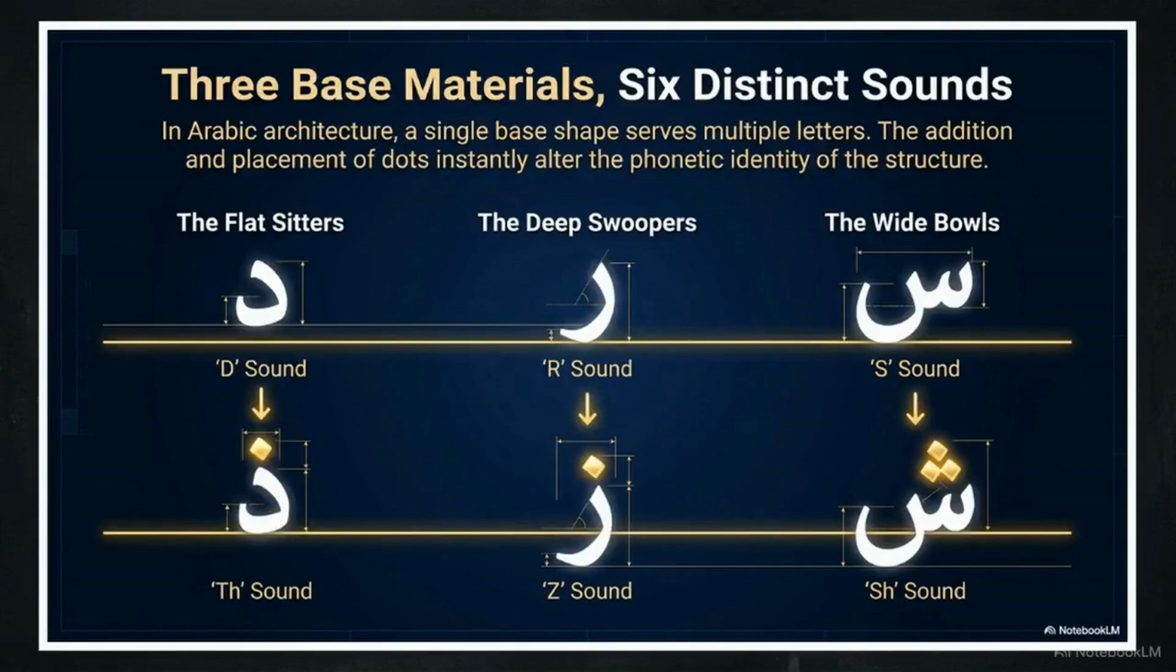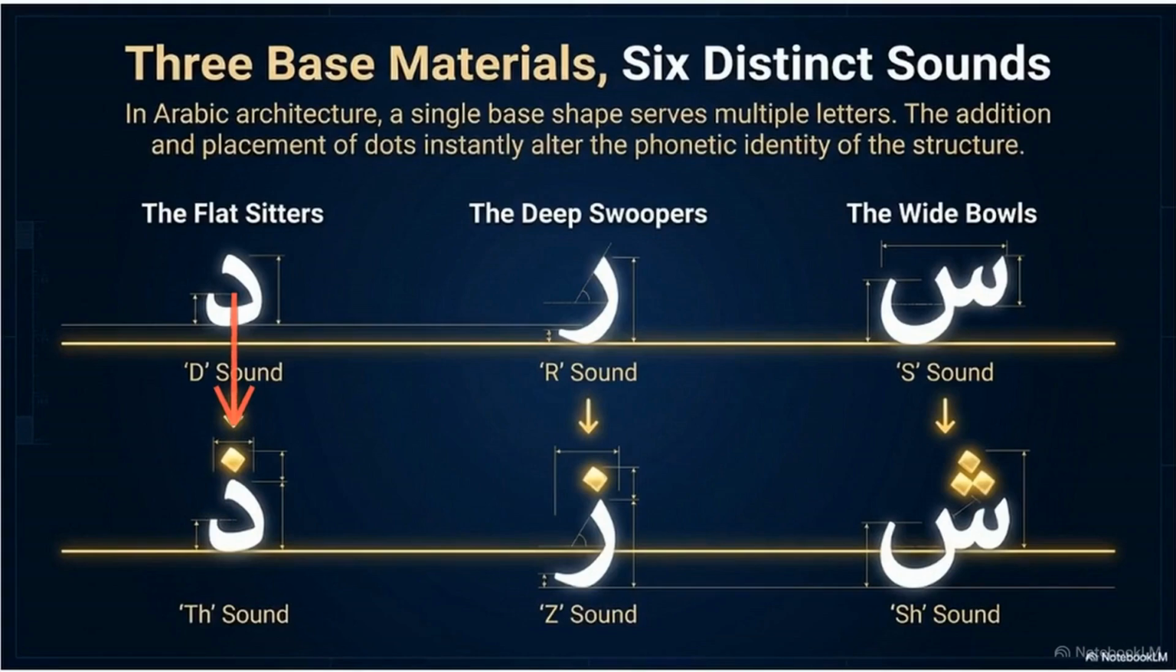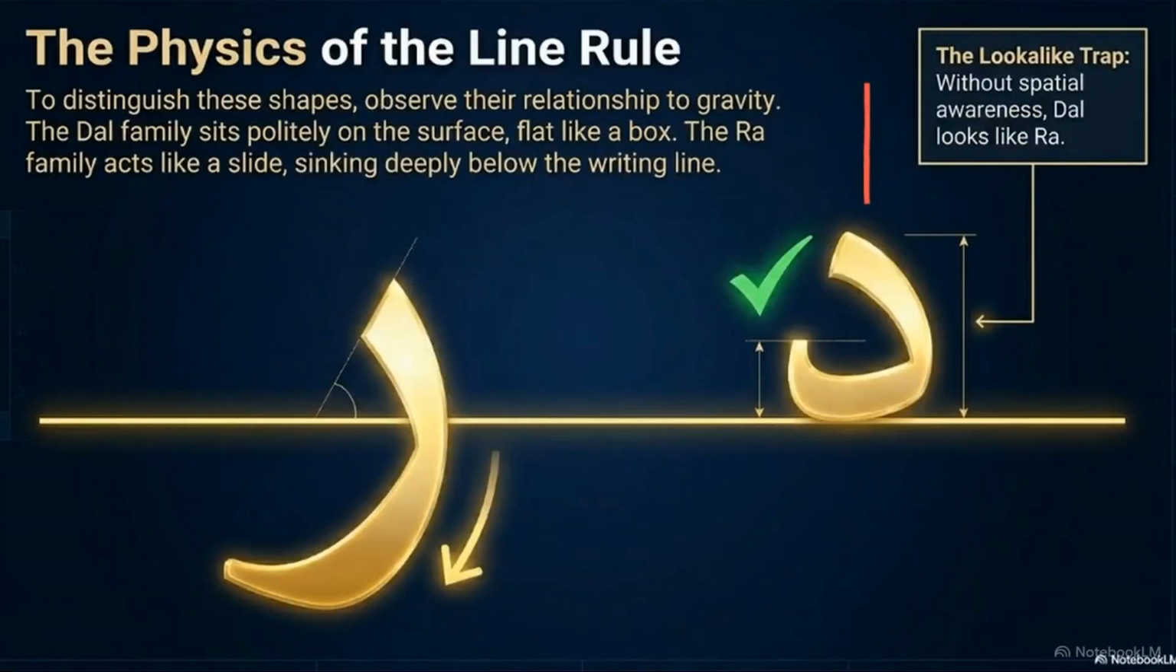A single base shape serves multiple letters. It is the placement of dots that changes the identity of the letter. We can group these 6 new letters into 3 distinct physical categories: the flat sitters, the deep swoopers, and the wide bowls. To tell them apart, use the line rule.